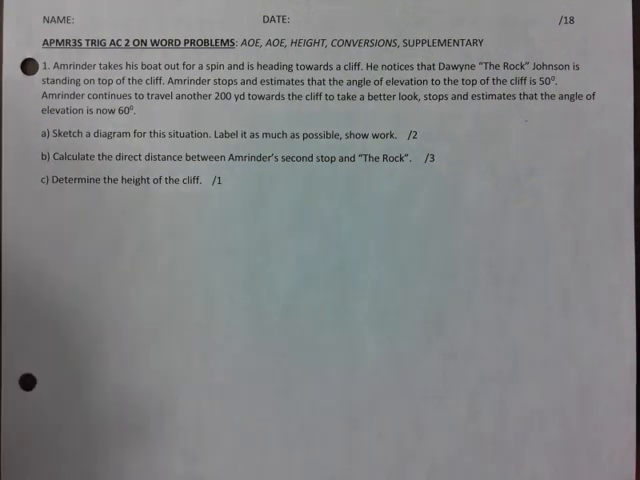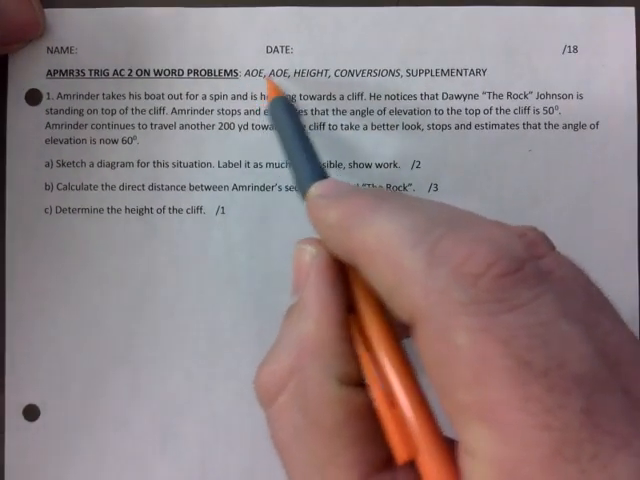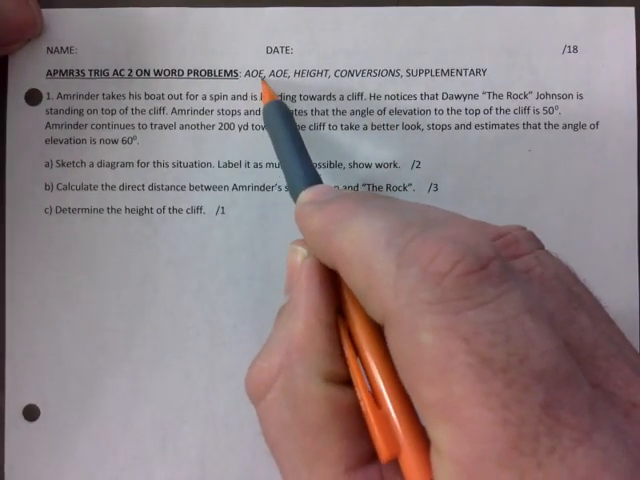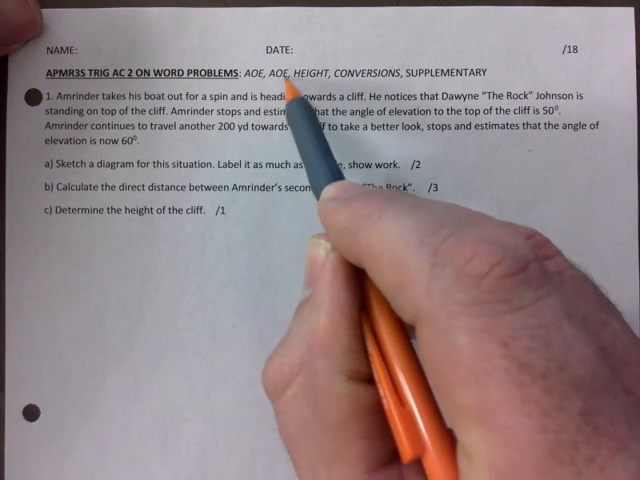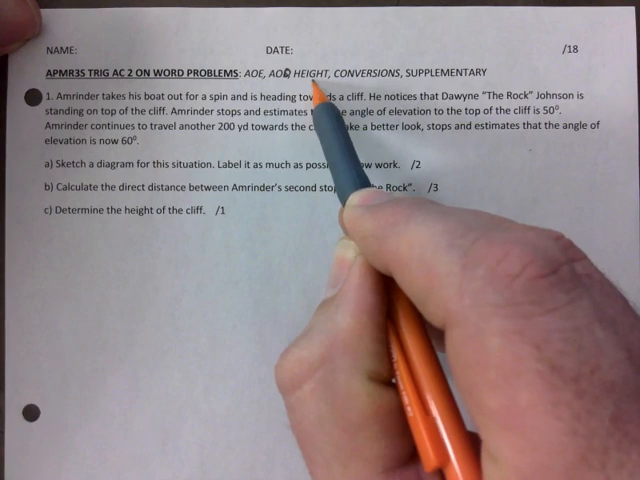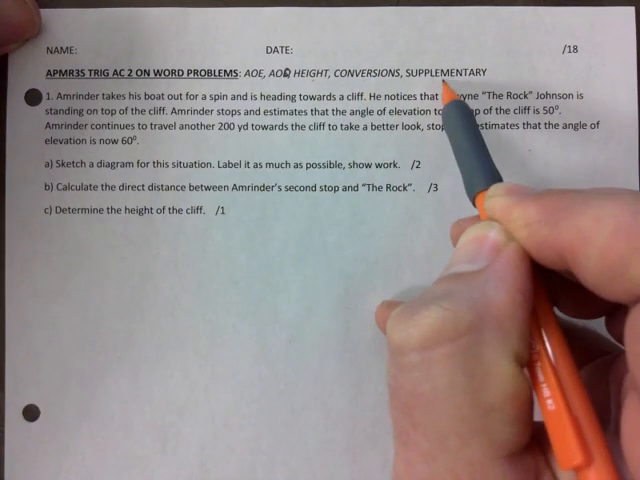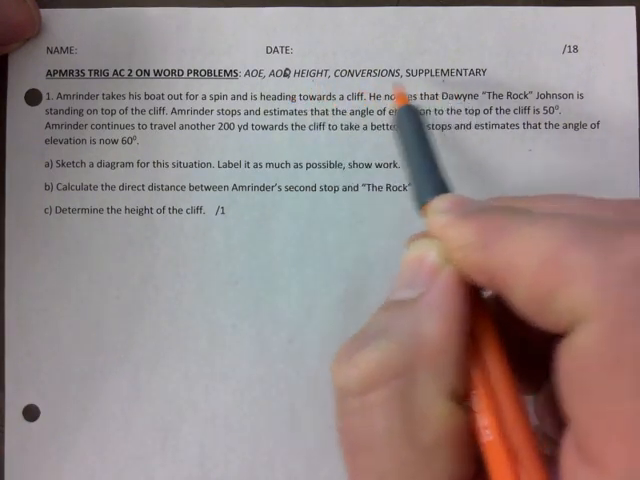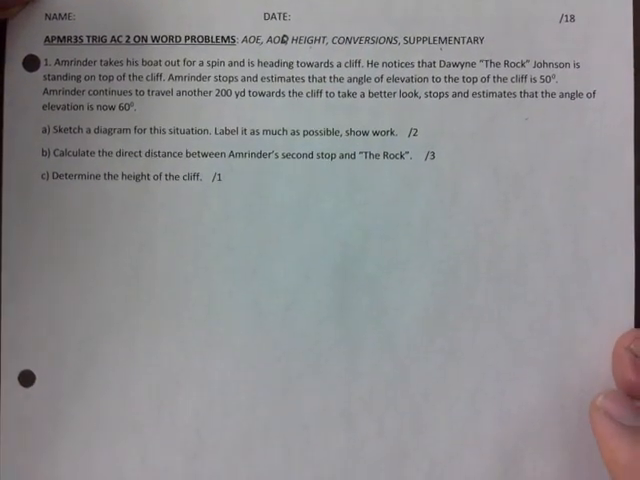Feel free to write everything down here. What's all this nonsense here, right? Angle of elevation should have gone, angle of depression, right? One of them should have been a D. Height, doing some conversions, supplementary angle. So these are like keywords that this question covers.